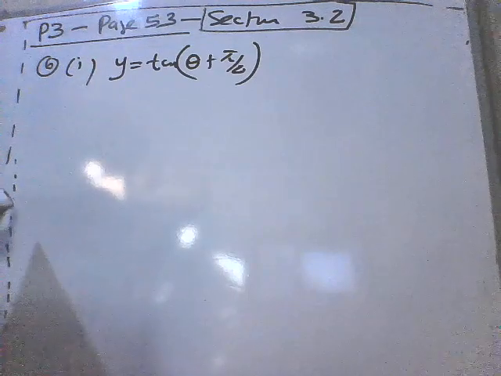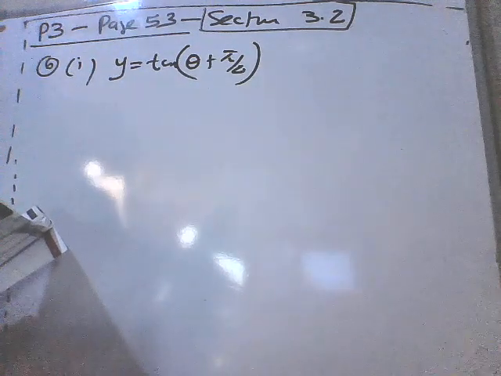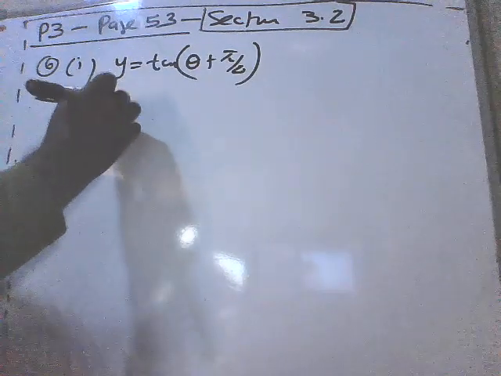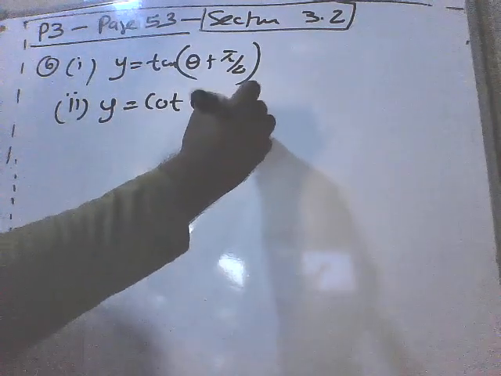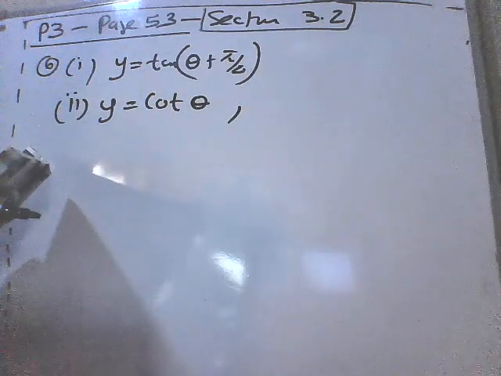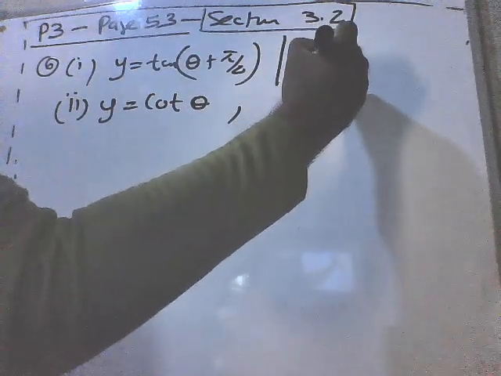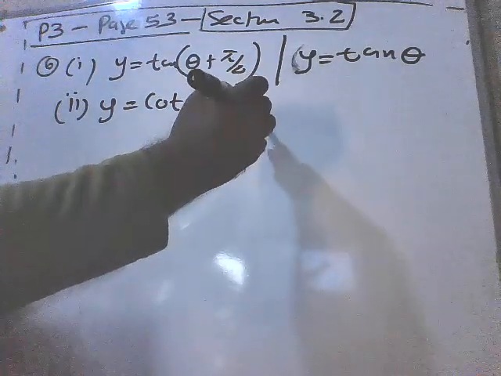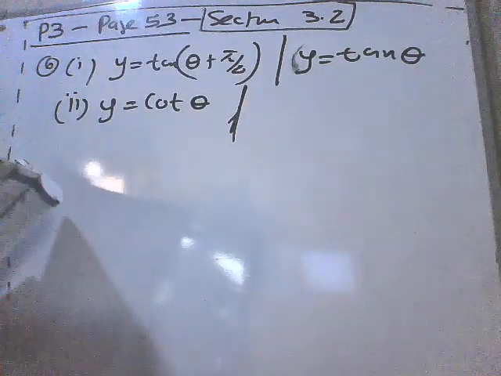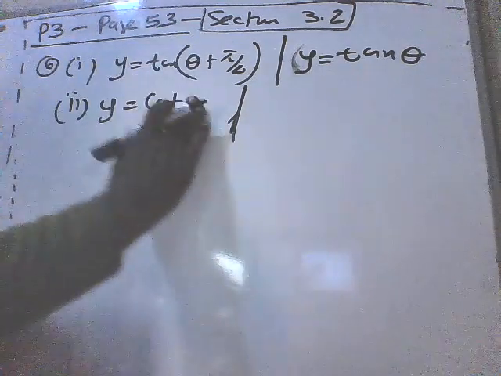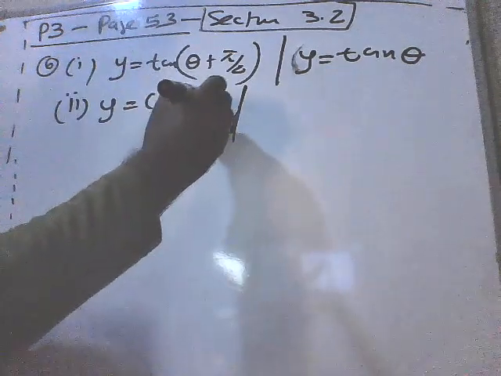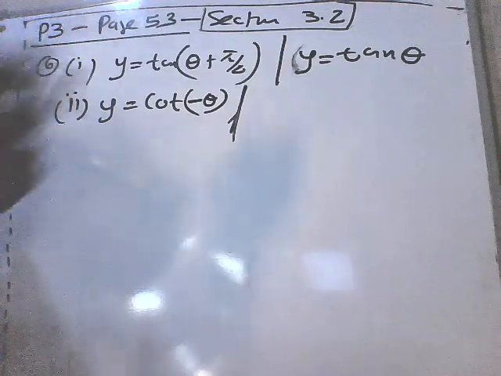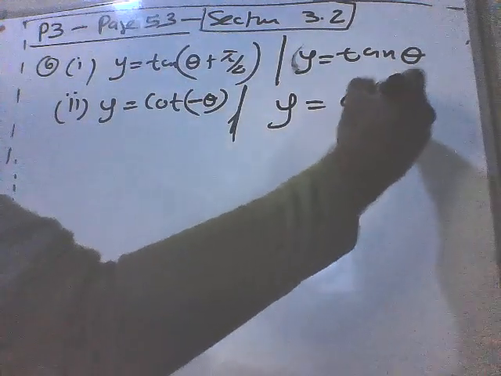First I will write this and we will see how we are going to tackle this. Part 2 says y equals cot theta, and the comparison is with y equals tan theta. And this one, we have to compare y equals cot of minus theta and y equals cot theta.